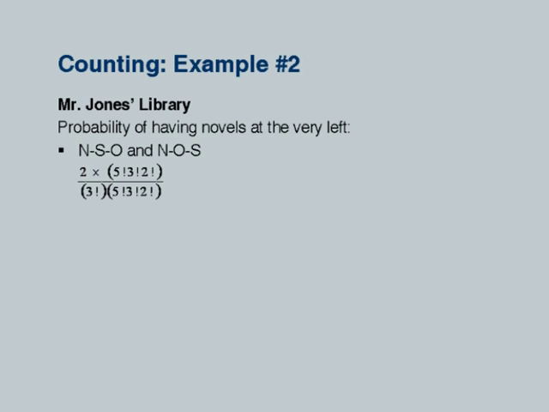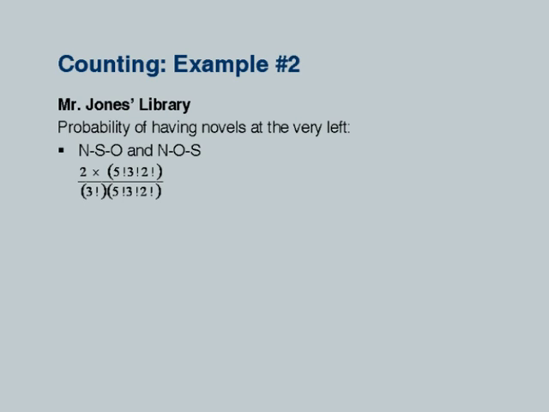And if you want to find out the probability of having the novels at the very left, which is the orders NSO and NOS, only 2 orders possible, which is factorial 2, then the total number of this possibility is 2 times that 5 factorial, 3 factorial, 2 factorial, divided by the total number of outcomes, which is 3 factorial times 5 factorial, 3 factorial, 2 factorial, gives you the probability of having the novels at the very left.